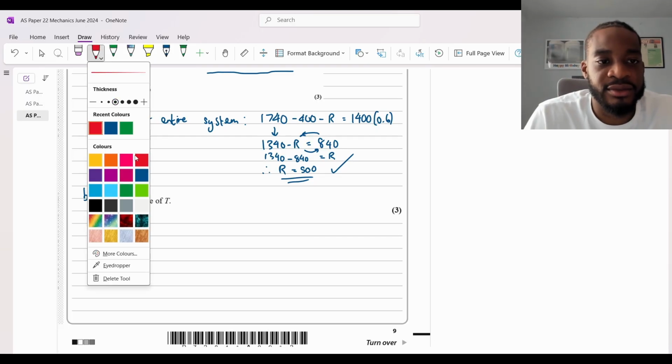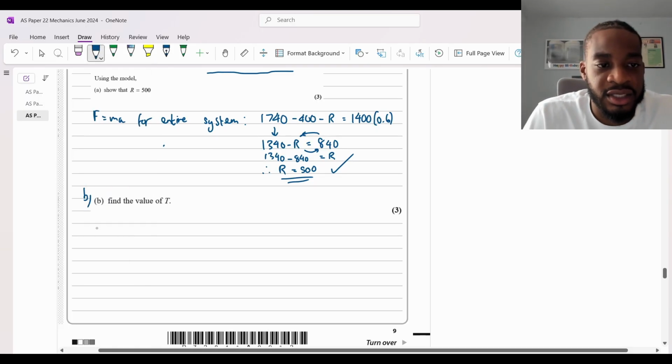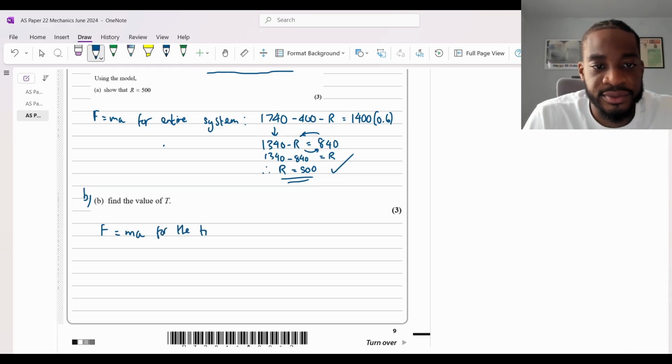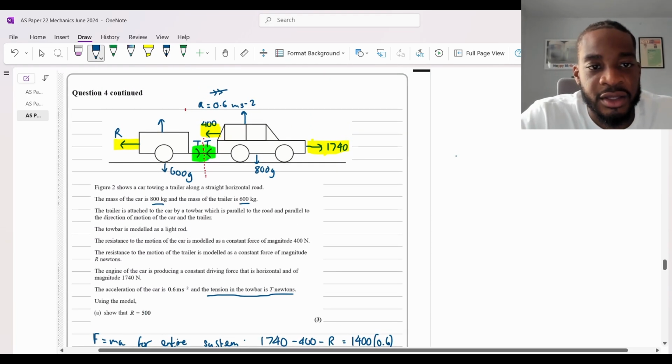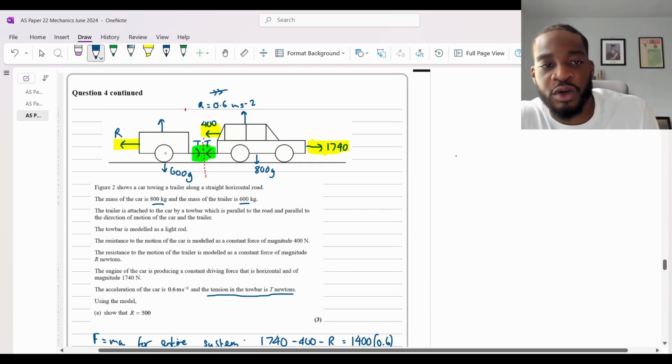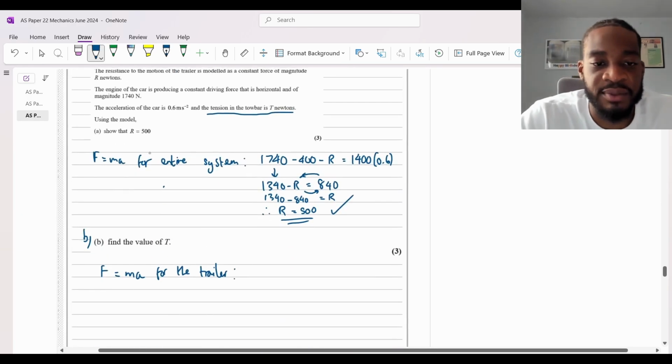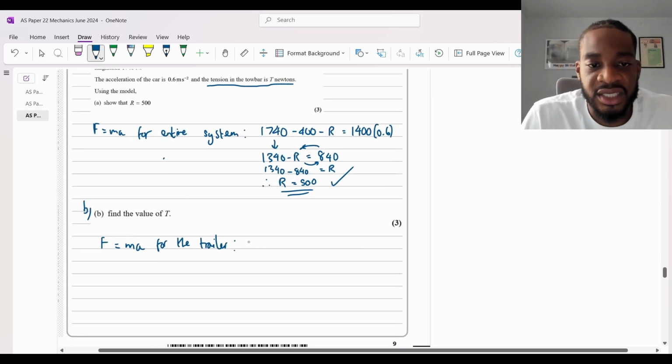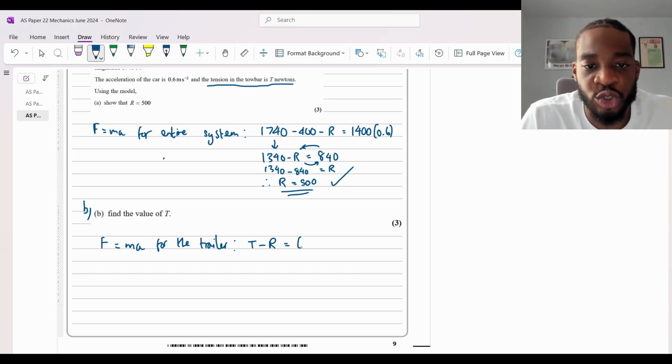So if I do that, I'm going to say F equals ma for the trailer. Well, let's look again. The tension is driving it forward. The R is resisting it. So it's going to be T take away R, isn't it? So it's going to be T minus R is equal to the mass of the trailer, which is 600. And the acceleration is 0.6, isn't it?